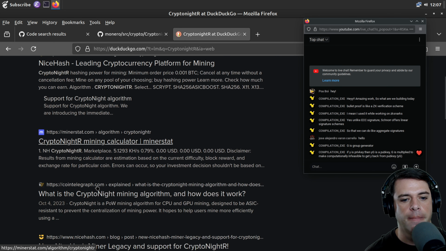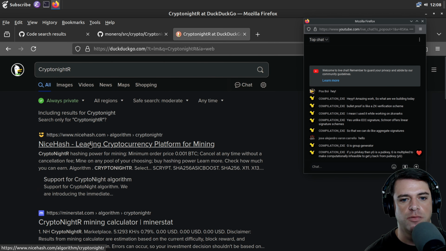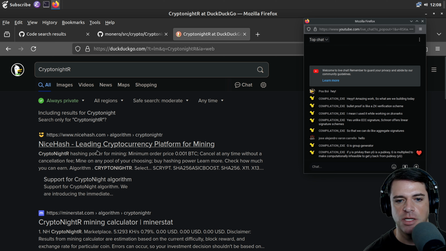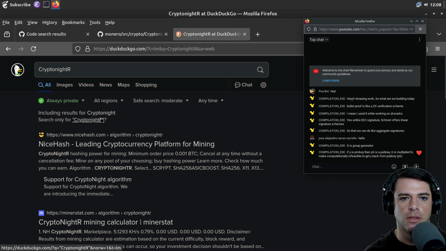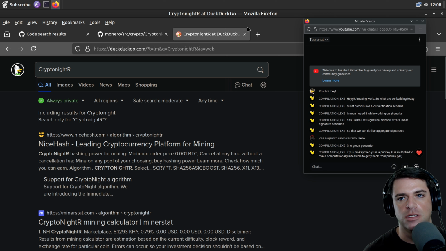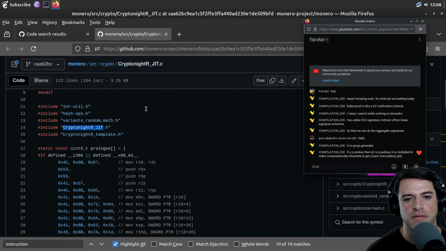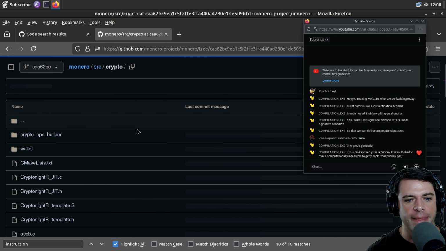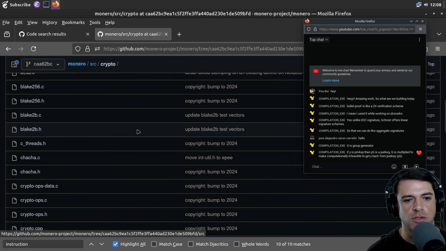Mining calculator? It's some proof of work thing. Kryptonite R hashing power for mining. And maybe it seems to be cryptocurrency related. And I don't know if it's necessarily specific only to Monero or if it's used by other things.